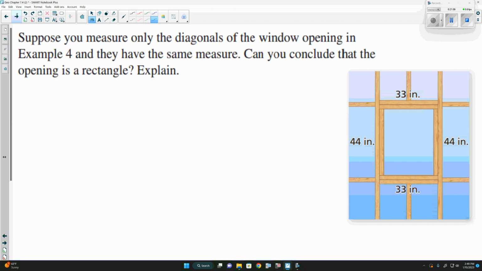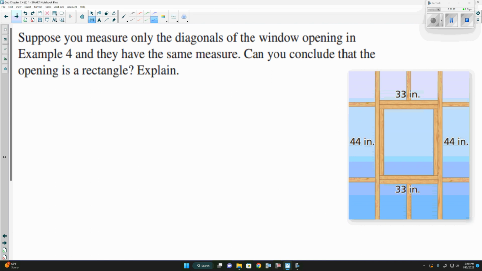Suppose you measure only the diagonals of the window opening, example 4, so here, and they have the same measure. Can you conclude that the opening is a rectangle? Well, yes. The theorem we just had a minute ago, well, not exactly a minute, the diagonals of a rectangle are congruent. If it's a rectangle, the diagonals are congruent. So if they said the diagonals are congruent, then it has to be a rectangle.